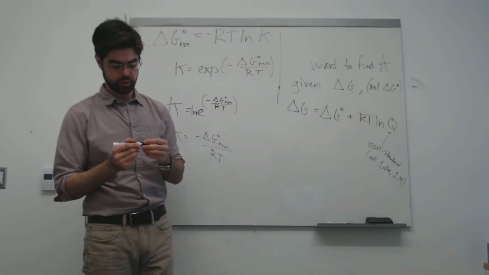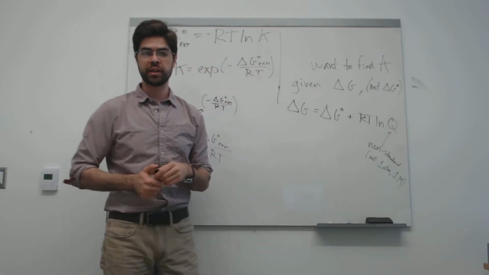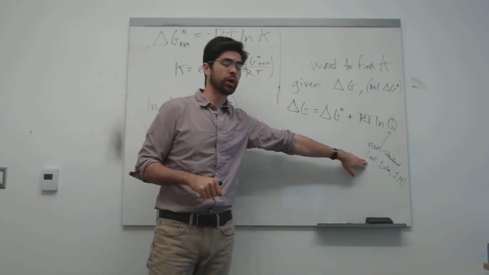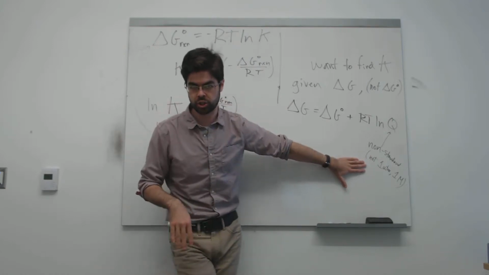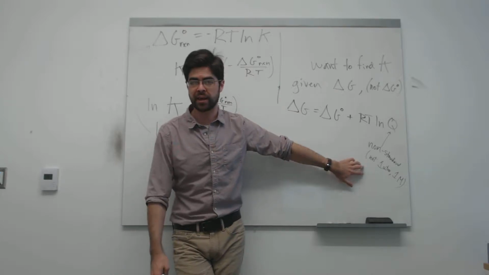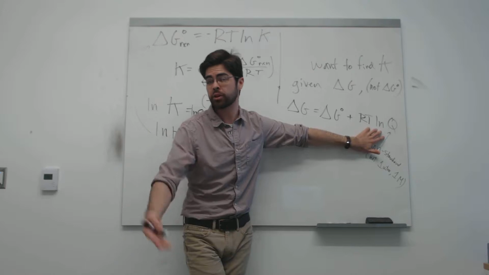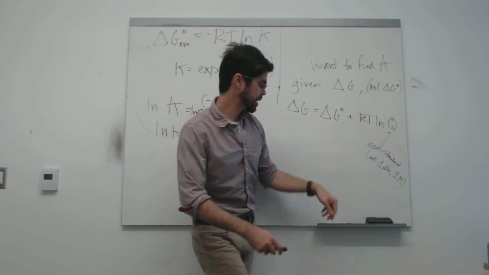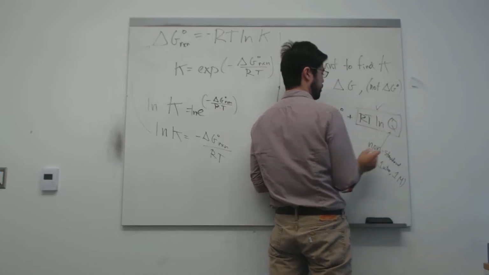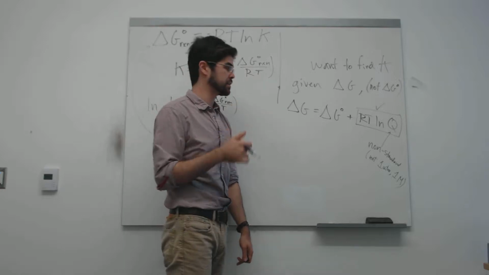That's what we could do. So if I wanted to calculate K given delta G, you would need more information. You would need to know what those non-standard conditions are, what the partial pressures or the concentrations of the products and the reactants are. Then you could calculate this term, and then this whole term would be known, assuming you were given the values of those non-standard conditions.